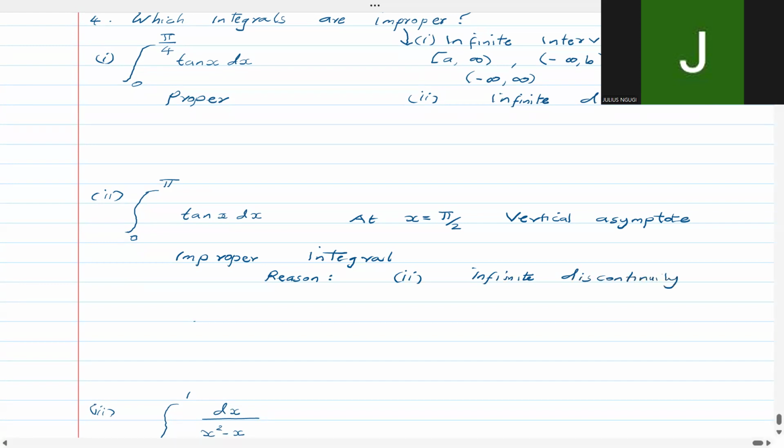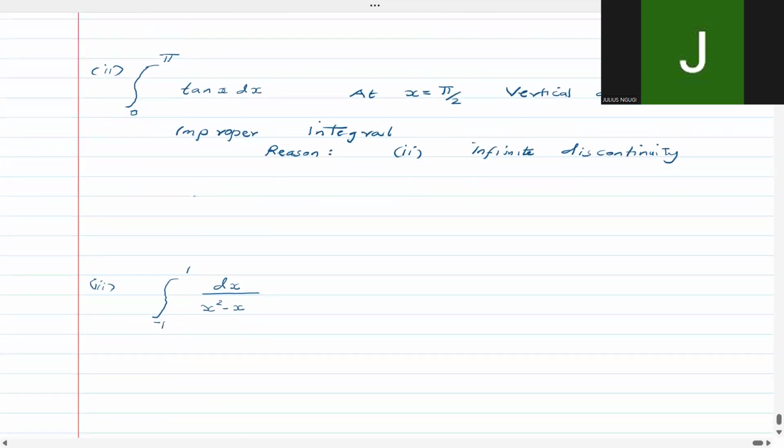Be specific, it has a vertical asymptote at x equals pi over 2. The third one, to check or to see this, I can simplify or factor out x in the denominator to get x squared, to get x minus 1.